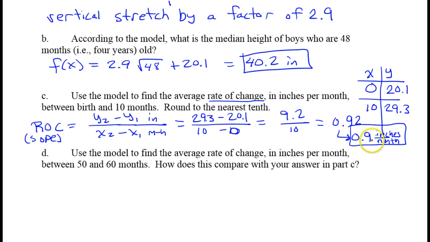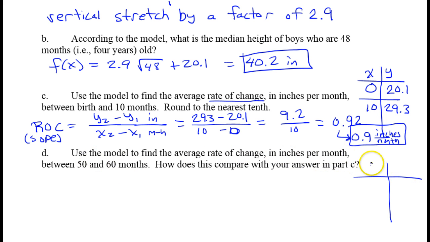Can you imagine if right now you grew an inch a month? You'd be growing a foot in a year. We don't grow that fast anymore like we did when we were little babies. So let's see if the growth rate slows down as we get to the 50 to 60 month range here. So again, let us do our table of values one more time.